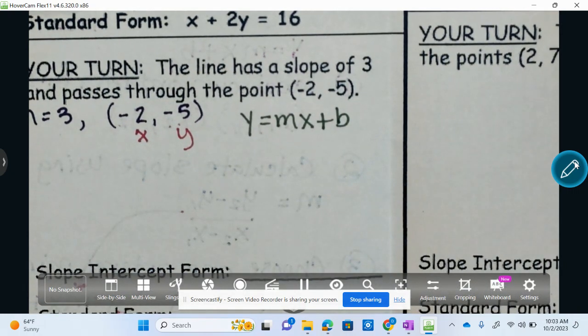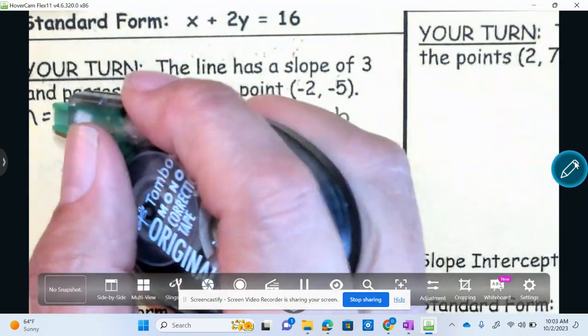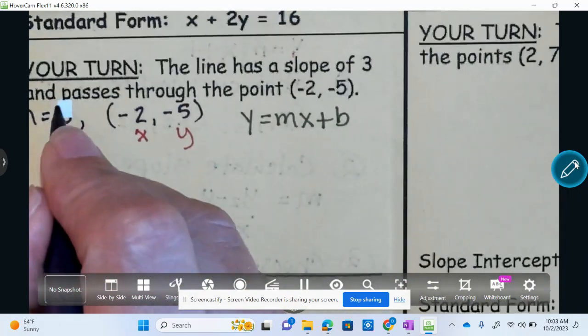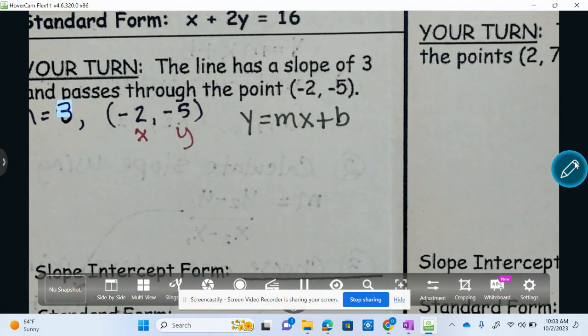That slope of 3 almost looks like a 5. I need to fix that. I'm sorry. Slope of 3. Okay. So what is the y value that I'm using?